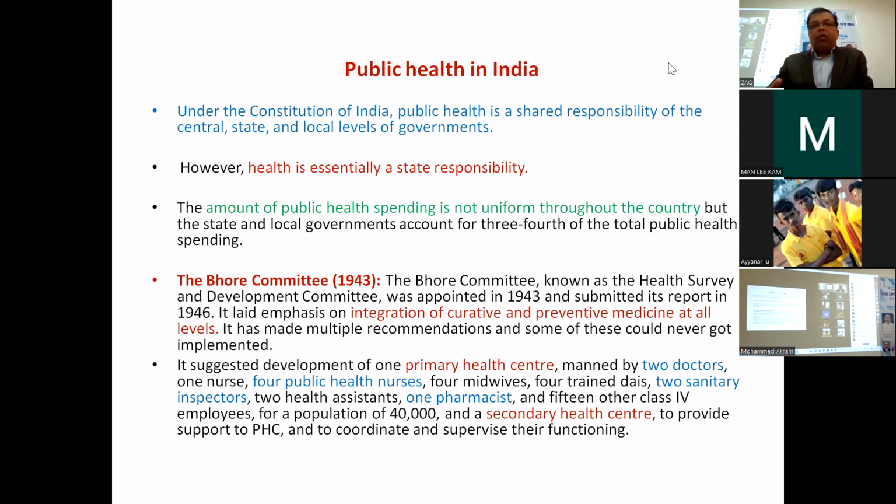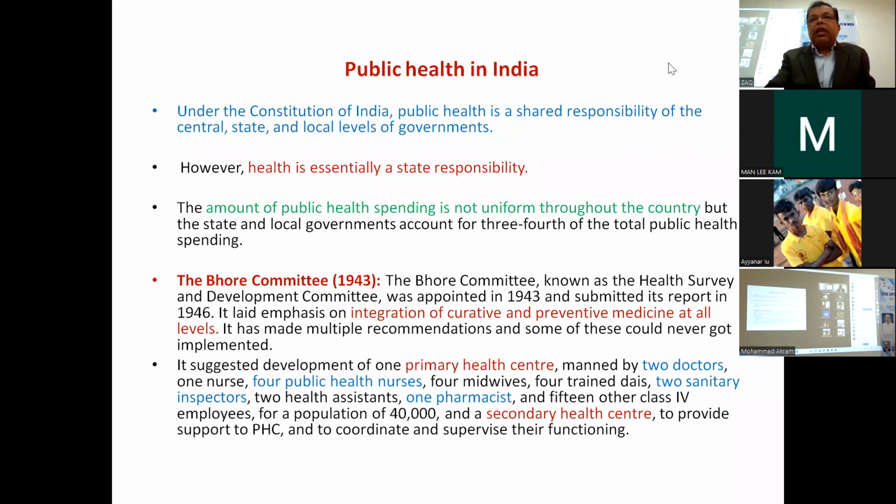Then this Bhore Committee also suggested that one primary health center manned by 2 doctors, 1 nurse, 4 public health nurses, 4 midwives, 4 trained dais, 2 sanitary inspectors, 2 health assistants, 1 pharmacist, and 15 other class 4 employees for a population of 40,000 should be instituted. And a secondary health center to provide support to primary health centers should be instituted. Right? That means the Bhore Committee, long back in the 1940s, had suggested this kind of infrastructure.